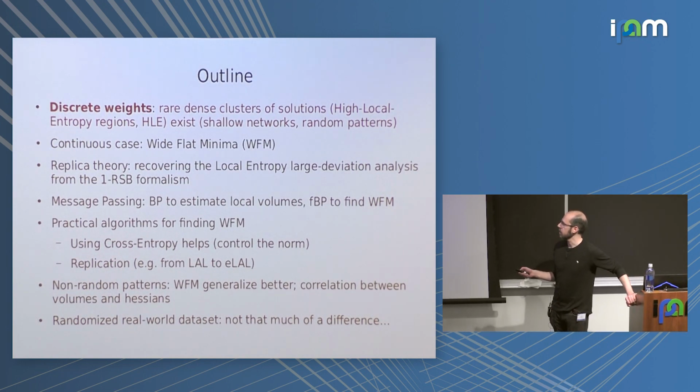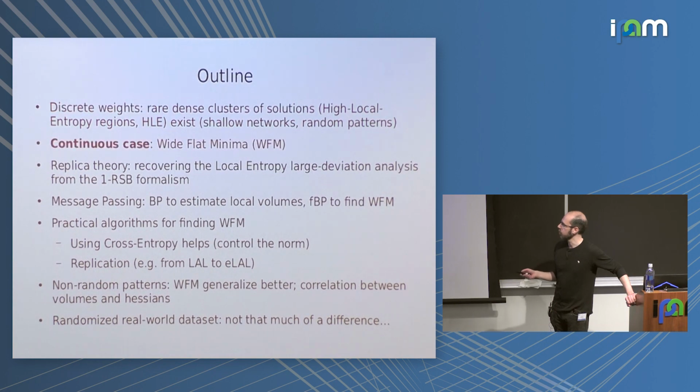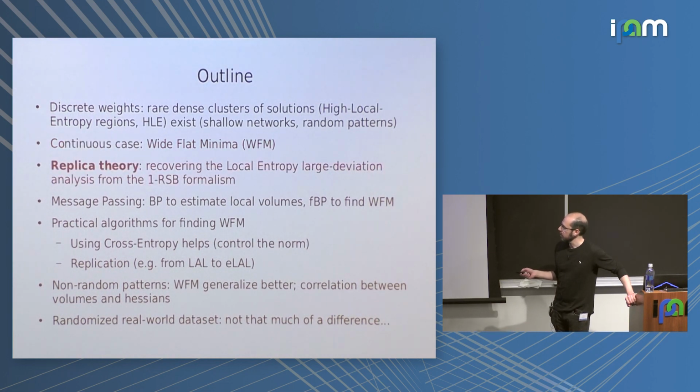Our original analysis started on discrete weights, and then in this paper that I mentioned, we moved towards the continuous case where the high local entropy regions that he was mentioning will become wide flat minima, essentially. And then in order to do that, I will tell you about a little trick that we have found out about, and I think it's going to be nice at least for people who use replica theory. The trick is that we can recover this large deviation analysis by exploiting the one replica symmetry breaking formalism. There's a connection there that I'll try to explain.